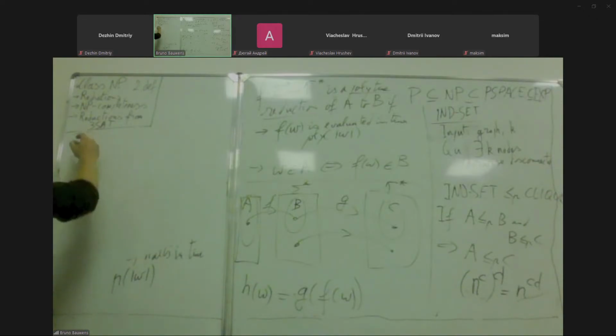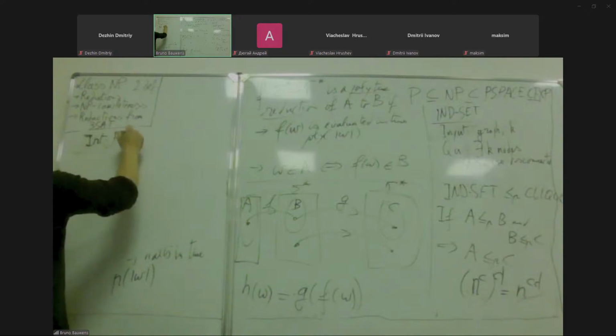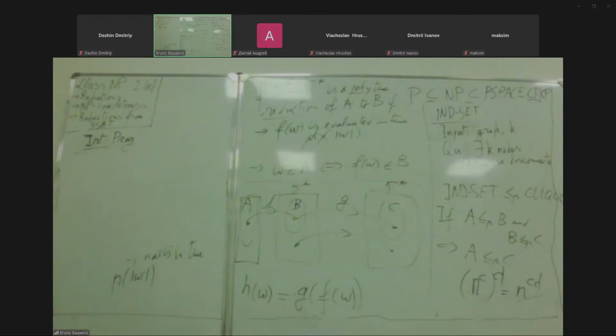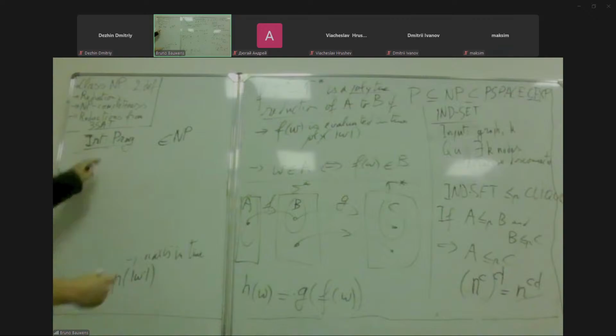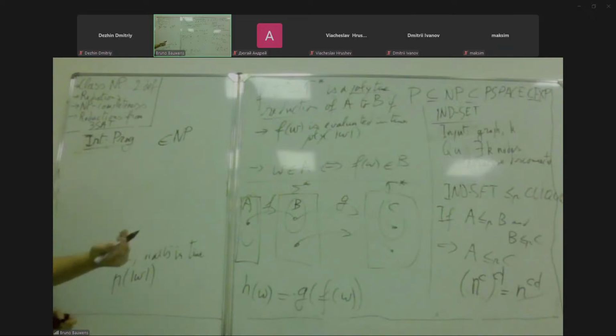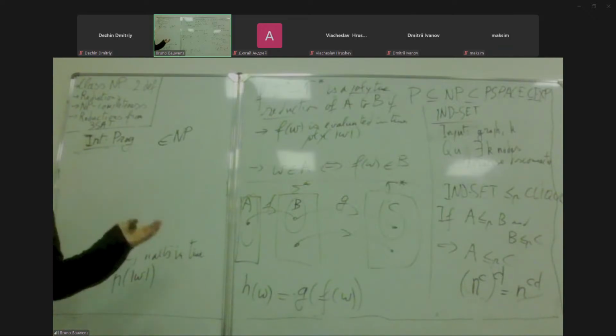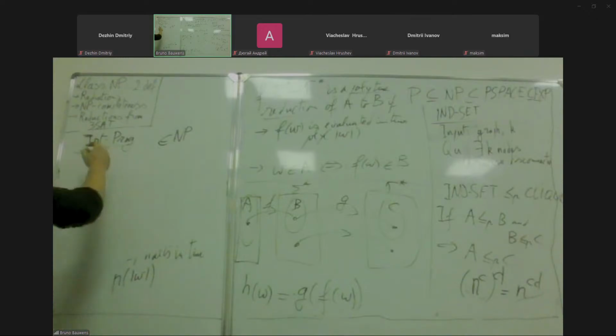So let us go back to integer programming. By the way, I don't know why it is an NP. I already said I don't know why it is an NP. Integer programming is an NP because it can be proven that solutions always exist. And so let us remind you what is the input.